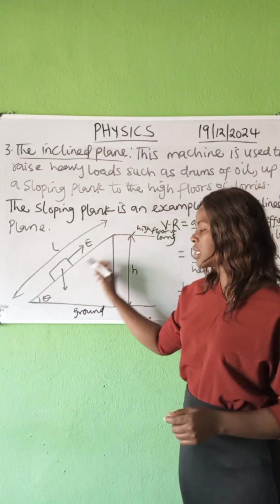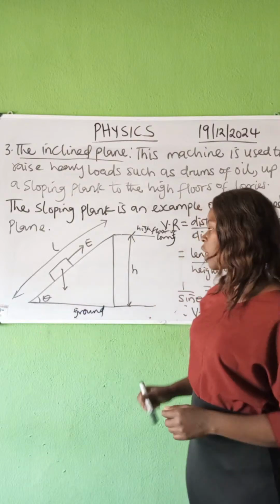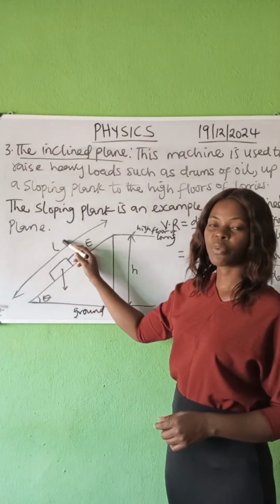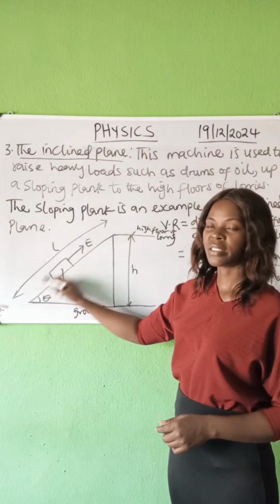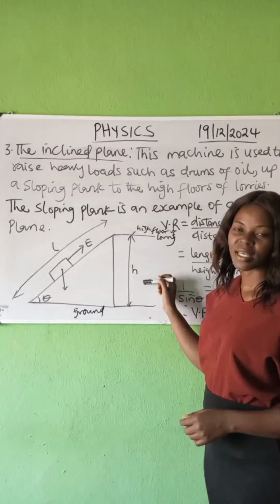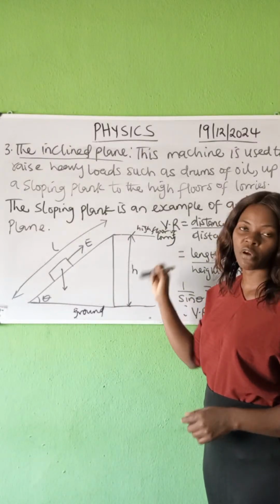Okay, so this inclined plane makes an angle called theta with the horizontal. All right, so the distance moved by this effort is L because we are moving the drum of oil through this plane. That is L, right? While the distance moved by the load is the what? Height, because the load, which is the drum of oil, has moved from here to the floor of a lorry.